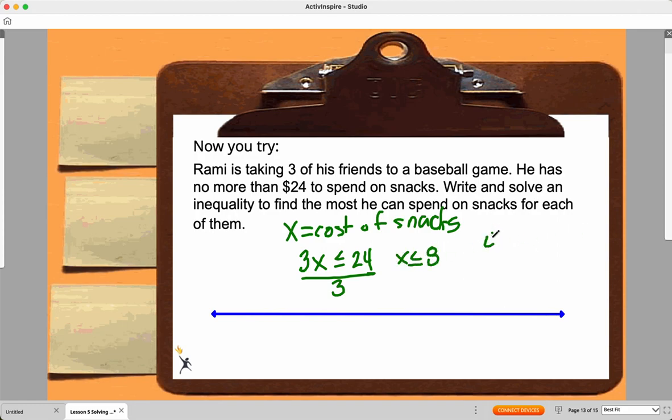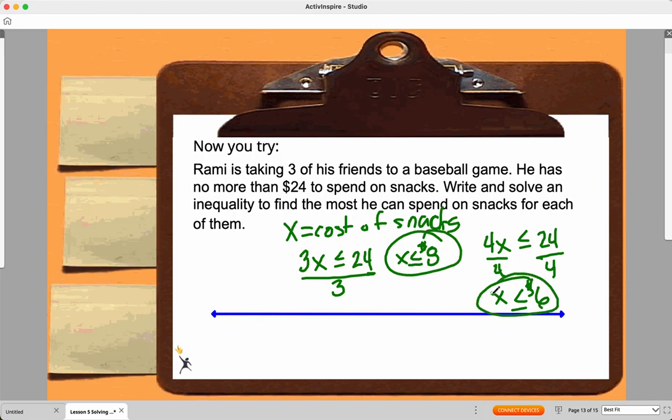I would also accept 4x. Now some of you are going, oh yeah, that's exactly right. Others are going, well, how would it be 4? Well, don't forget Rami is going to have some food too sometimes. So it just depends on how you want to think of it. And either one would be accepted. X is less than or equal to $6. So it could either be $8 for just his friends and he doesn't worry about eating, or $6 and he spends some money on himself. All depends on how you want to look at it.